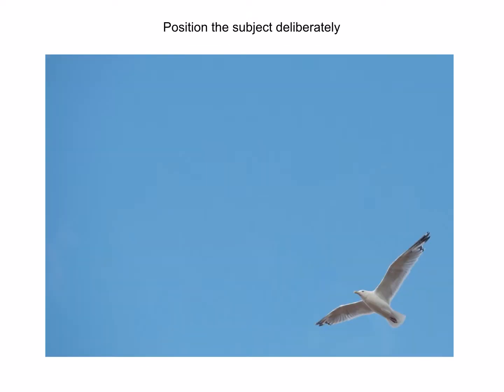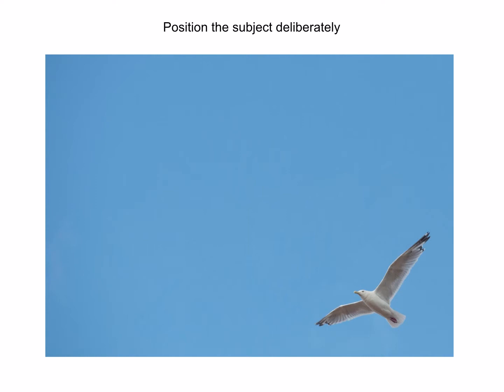Lastly, consider positioning the subject deliberately to accentuate the elements of the subject. Had I put the seagull in the center of the photograph, I think it would have made the seagull seem more stationary, less interesting. By putting it in the bottom right, you have a sense of motion. So that's another consideration when composing your shot.